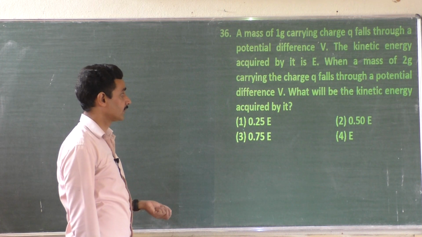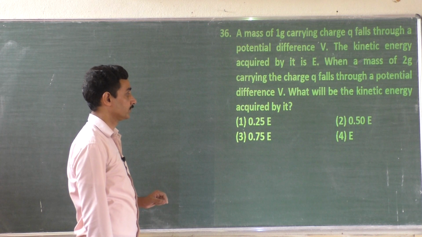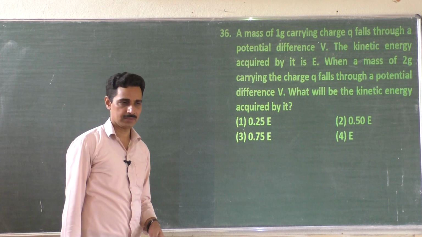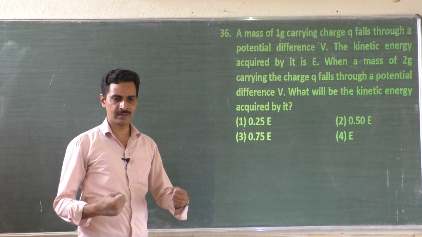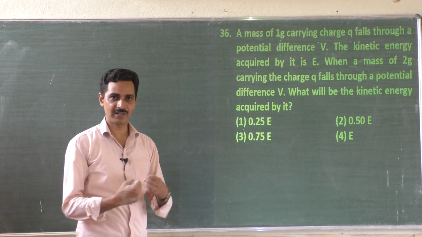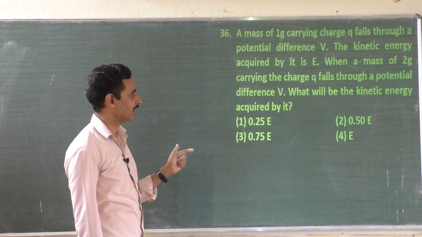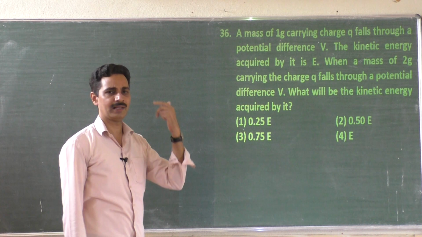So the kinetic energy acquired by it is E. When a mass of 2 gram carrying a charge of Q falls through a potential difference V, what will be the kinetic energy acquired by it? First of all, who are playing here? What are the team members? They are potential difference, mass, and kinetic energy.